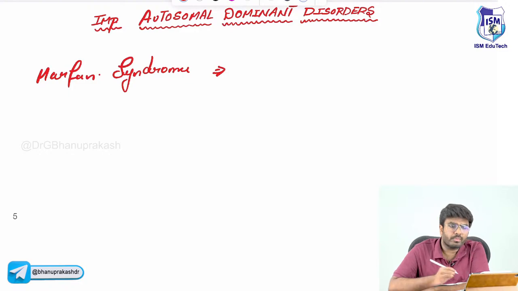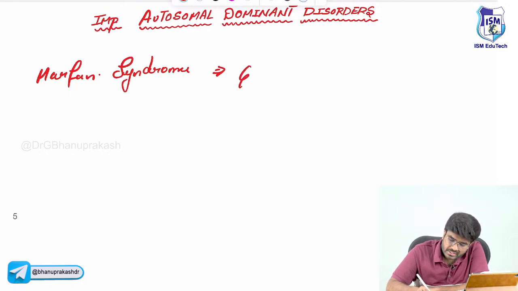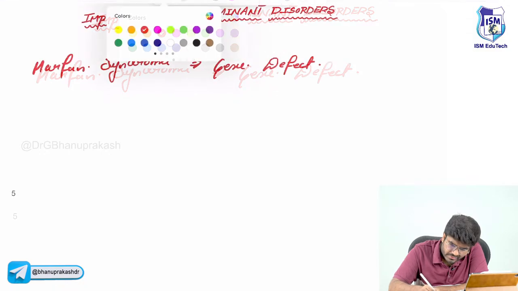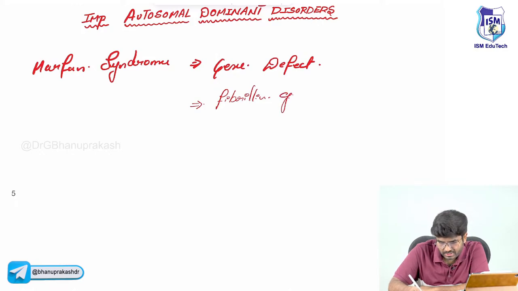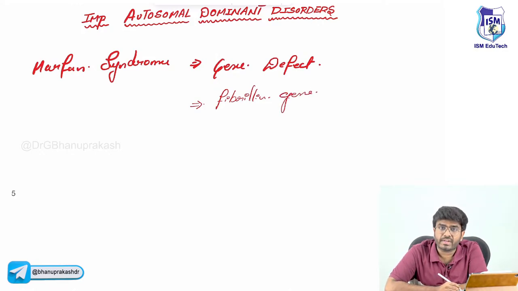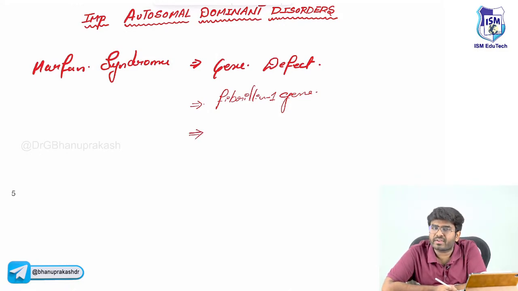The Marfan syndrome, my question is, what is the gene defect? What is the gene that is defective in Marfan syndrome? Any idea? The gene defect in Marfan syndrome is the fibrillin gene. The fibrillin gene is defective. So, when the fibrillin 1 gene is defective, what is the protein that's going to be affected?